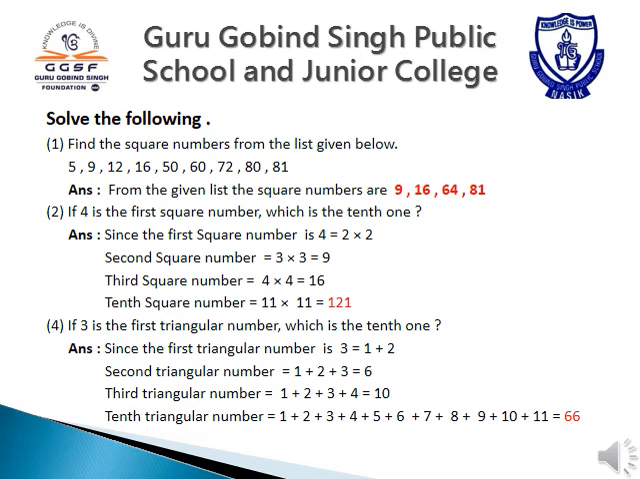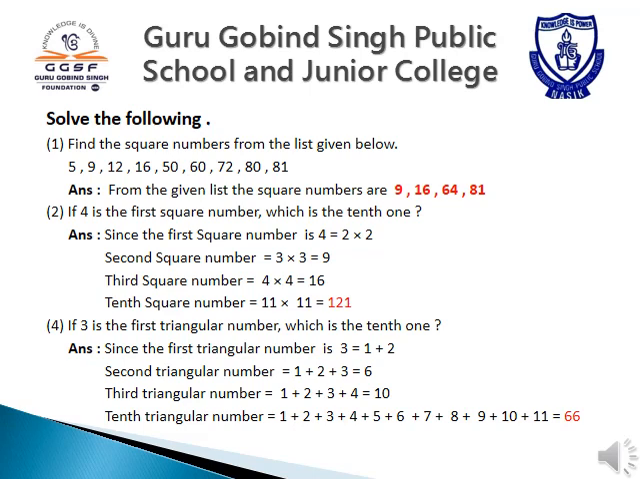Now next example: if 4 is the first square number, which is the 10th one? Here you know that the first square number is 4, which is the square of 2. The second square number is 9, which is the square of 3. The third square number is 16, which is the square of 4. Like this we can find out the 10th square number, which is 121, and this number is the square of 11.